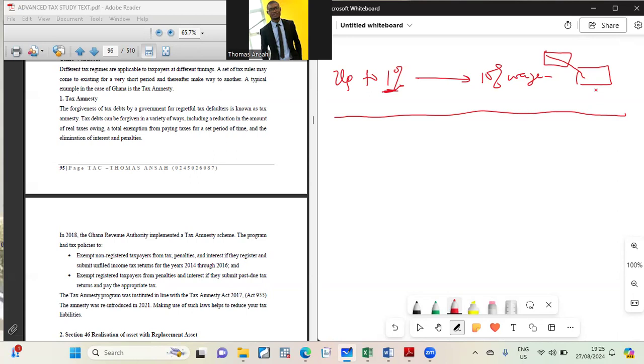In Ghana in 2017 it happened. In 2021 too it happened. I've forgotten the first one, but these two I witnessed. So when it happens like that, you just make good use of it to reduce your tax liability, because other than that, you are going to pay interest and penalty. All right. So that is that.